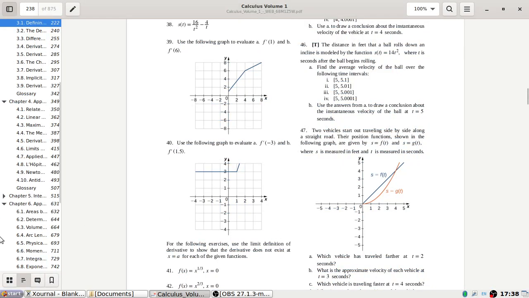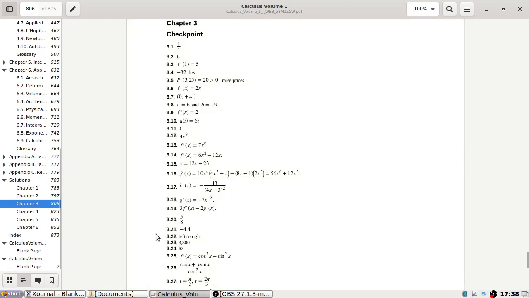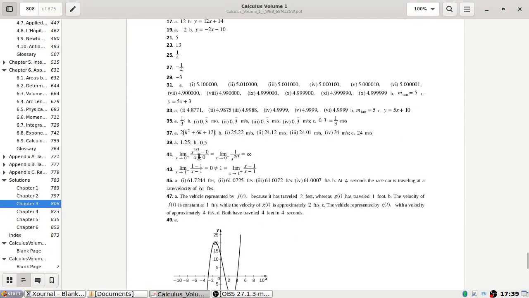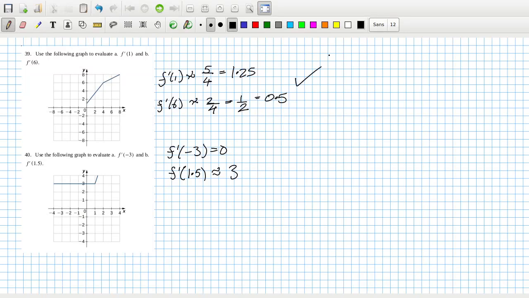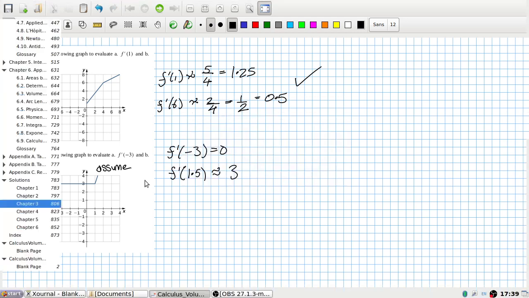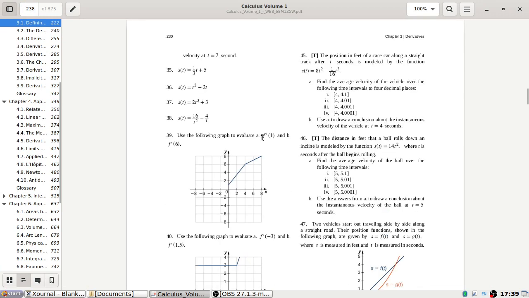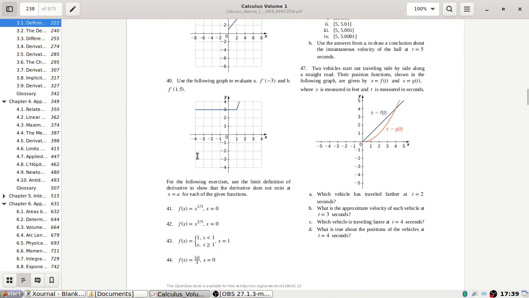Let's check the answers. 39 and 40. 1.25 and 0.5. Excellent. But no answers for the next one, of course. I have to assume it continues, by the way. All right. Let's continue. Right, so that's 39 and 40.